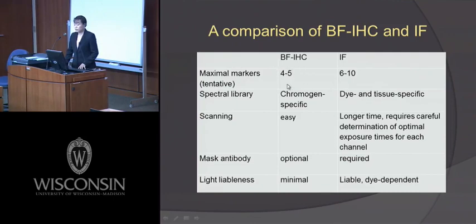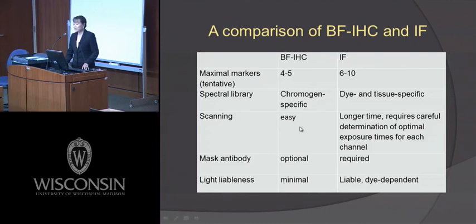For bright field, because of the limitation of the chromogens available, you may do up to 5 markers reliably. But with a fluorescent assay, the spectral bandwidth is much narrower compared to chromogen, so you can maybe do more with the narrow mode of the Nuance software. For the spectral library, a chromogenic assay is just chromogen specific. With an IF assay, it's both dye specific and tissue specific, because each tissue has its unique autofluorescence. You have to take that into consideration.